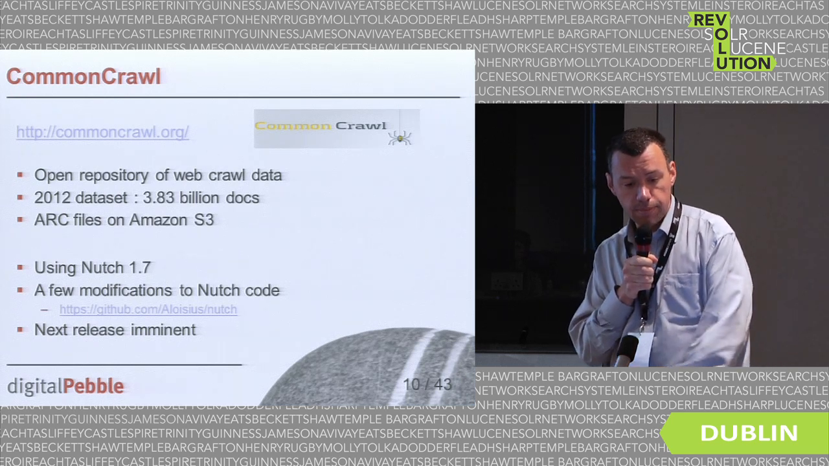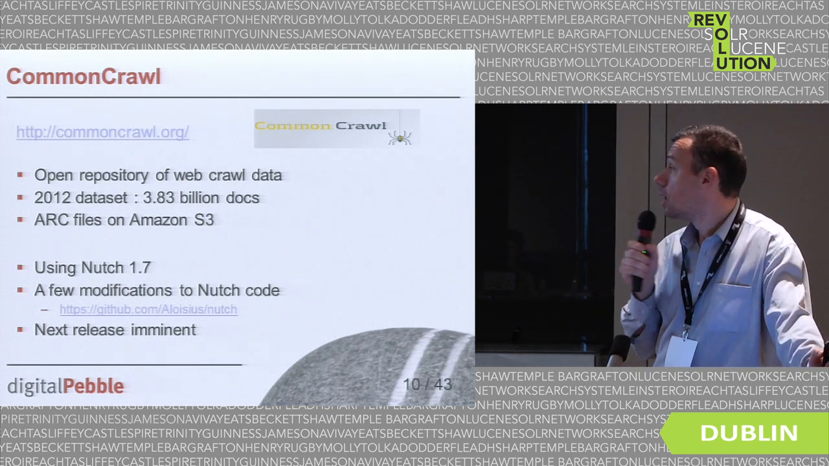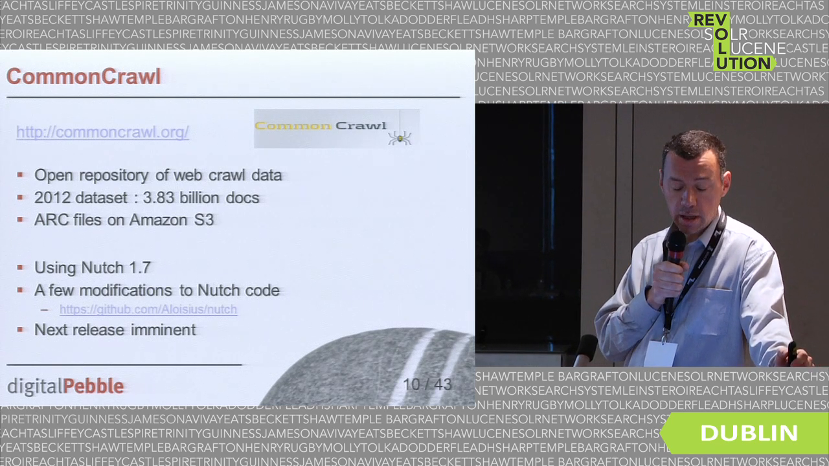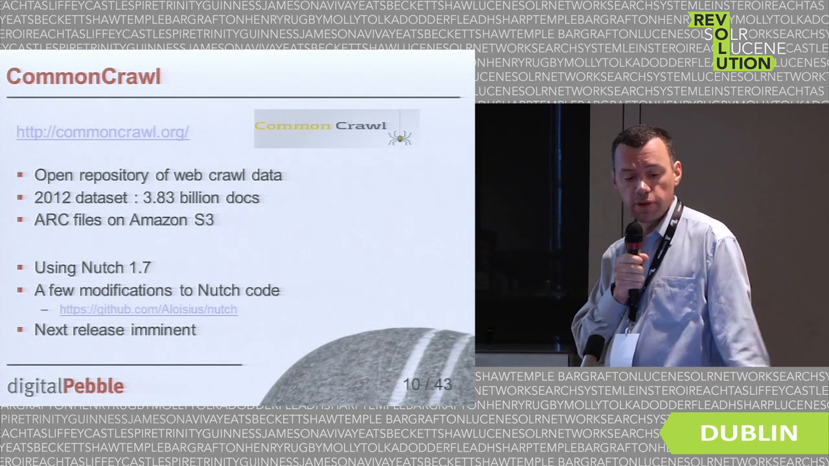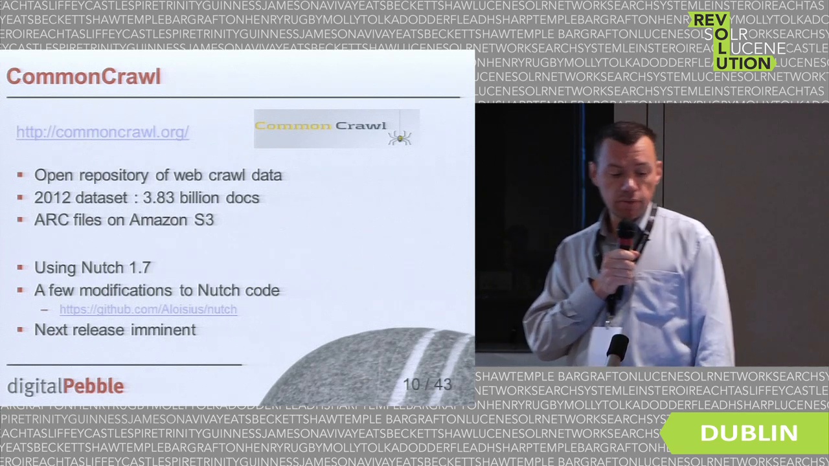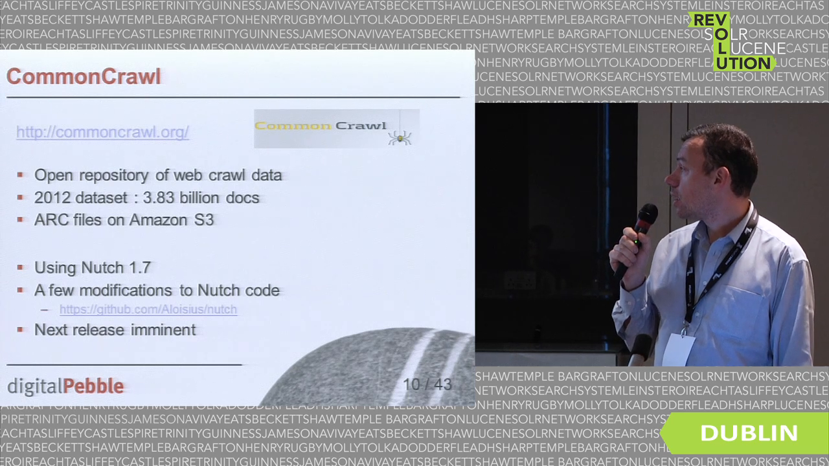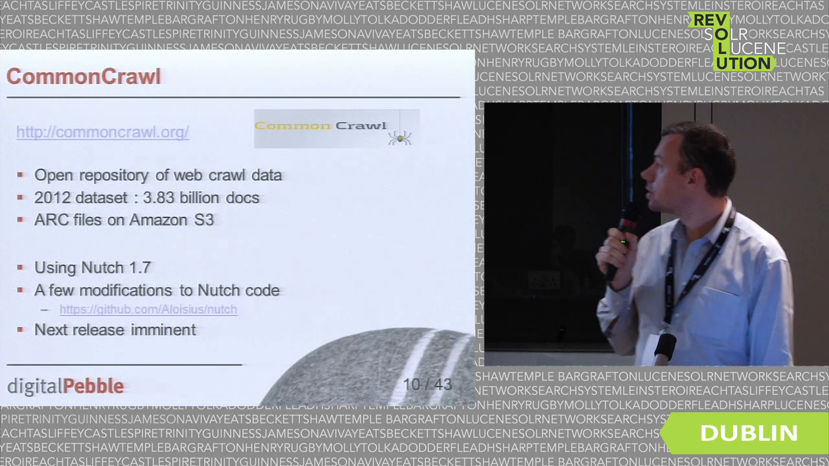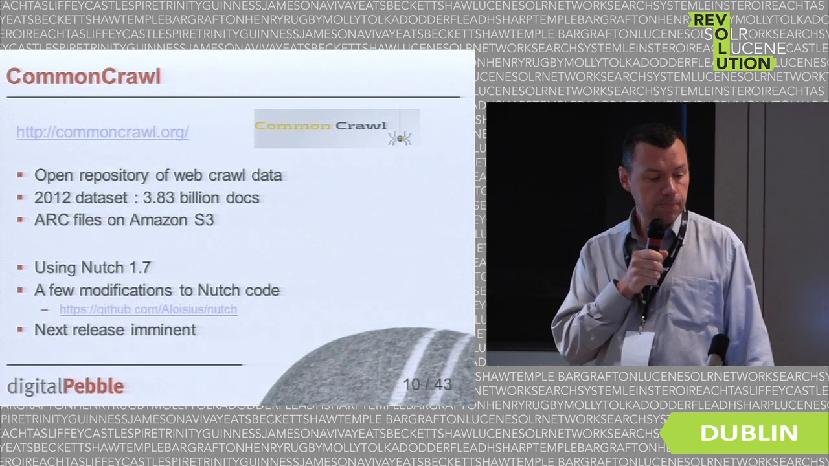Another use case of Nutch is the Common Crawl project. If you haven't heard of Common Crawl, it's probably worth having a look. It's a really good project. What they do is maintain an open repository of web crawl data. They store the data as ARC files on Amazon S3, and the data set they released last year was just under 4 billion documents, and that can be used and accessed freely.